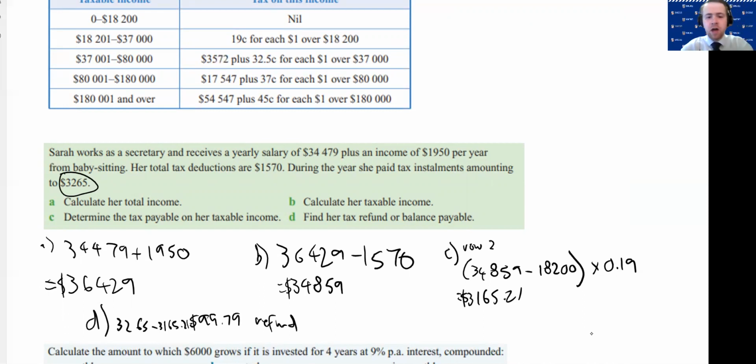Now we should say refund or bill, just to be clear exactly what the case is. Now remember, in this question, it's a bit of a simplified question. We haven't added the Medicare levy as well, so that will also be added on to their tax and then used to calculate whether a refund or a bill is owed, depending on the details of that question.